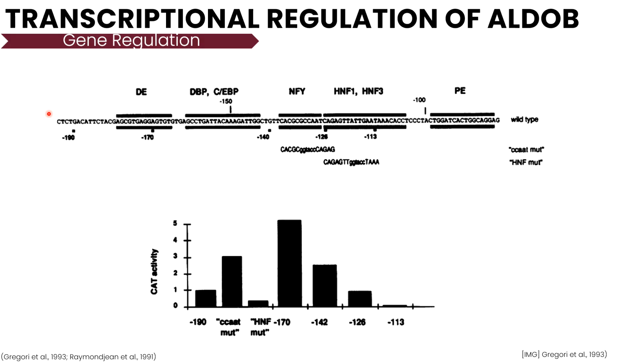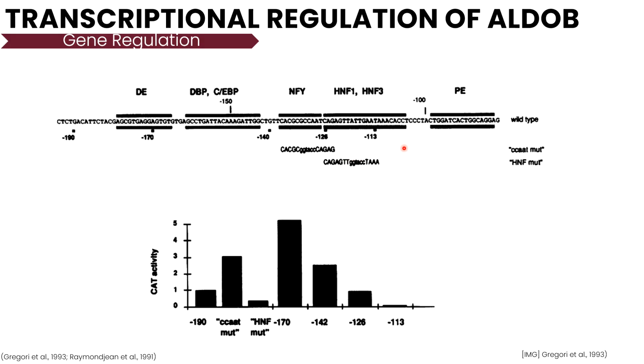So our researchers identified several regulatory elements within this relatively short region of the promoter that extends from approximately -190 to -103. So let's start here. This region can interact with DBP and C/EBP. These are two of the transcription factors that we're going to examine as regulators of ALDO-B expression.